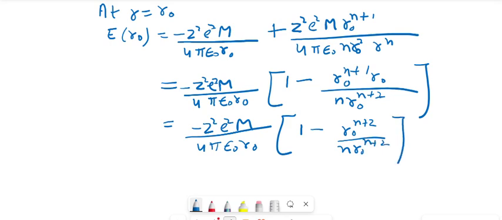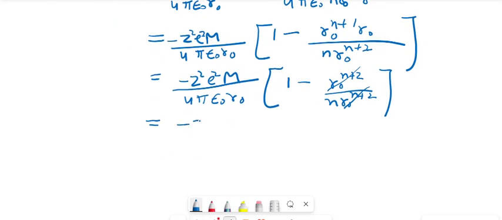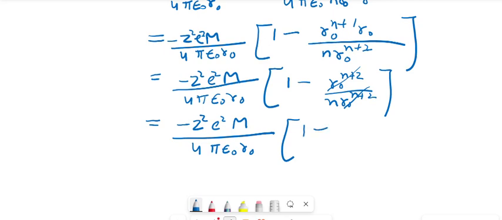Now this cancels out. So what I get is minus Z square e square M divided by 4 pi epsilon naught R naught into 1 minus 1 by n. This is the equation for the Born-Lande equation.